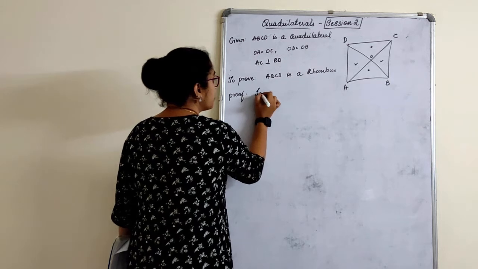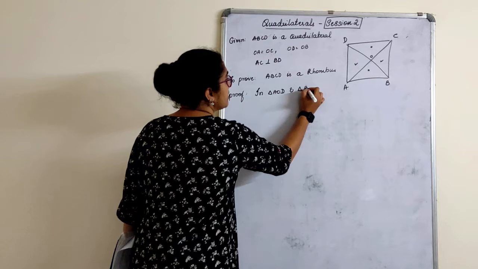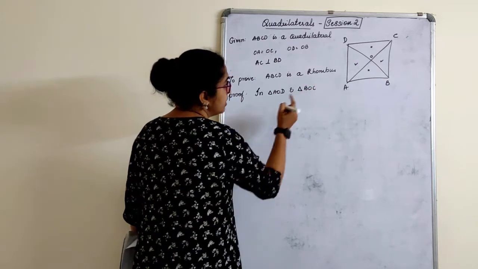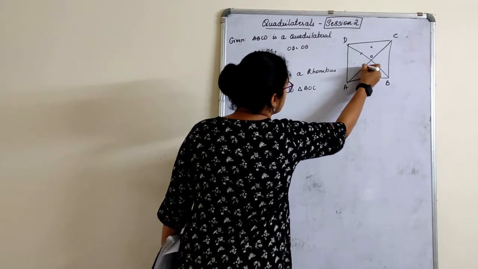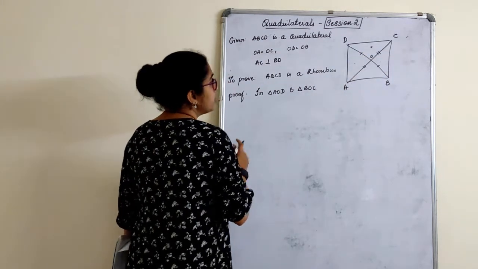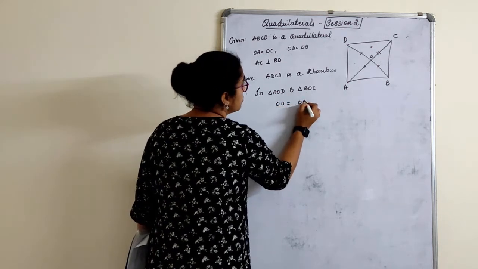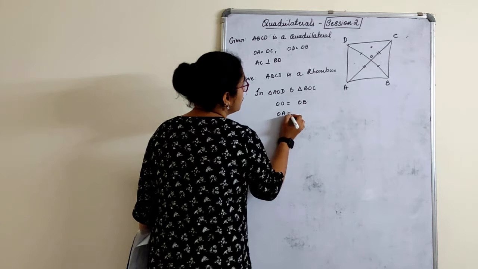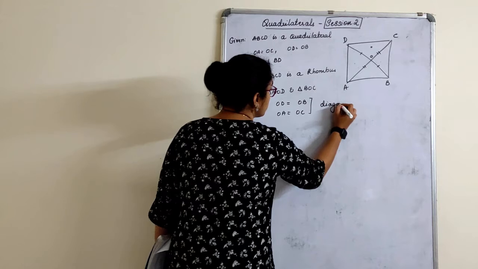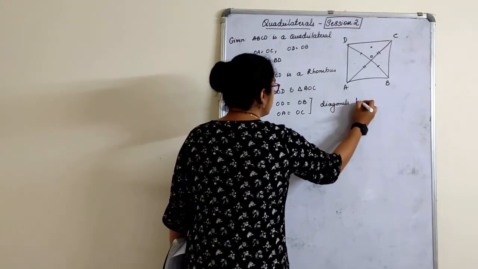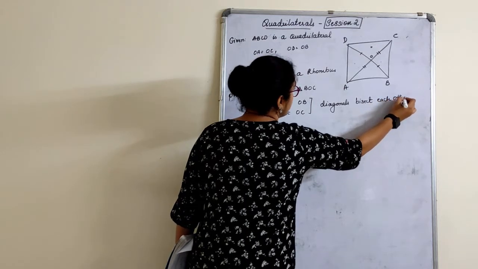Let's choose triangle AOD and triangle BOC. So here this side is equal to this side is equal to this. So in triangle AOD, can I say OD is equal to OB and OA is equal to OC. Diagonals bisect each other. Given.